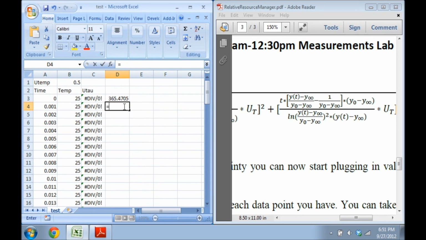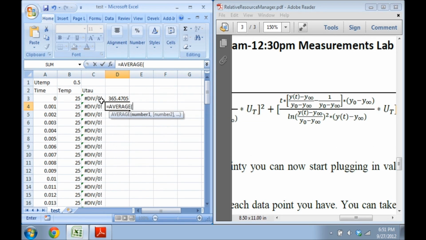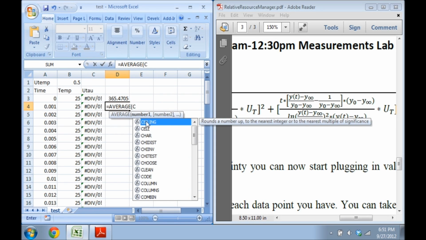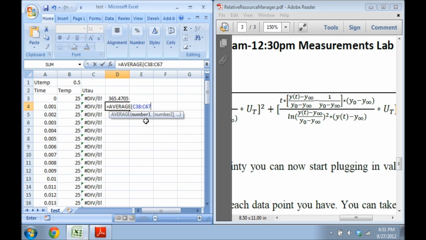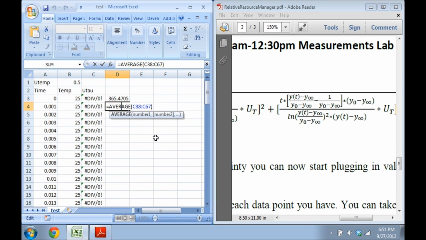Now, I can also do the average as well. You guys should know how to do this in Excel. This is pretty straightforward and simple. So C38 to C67, and then it gives me the average value for that range. Now the reason why the average is so high is because of these high uncertainty values. So this is how you can use Excel to find the uncertainties.